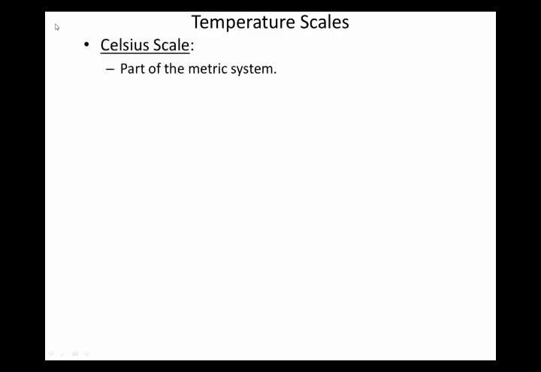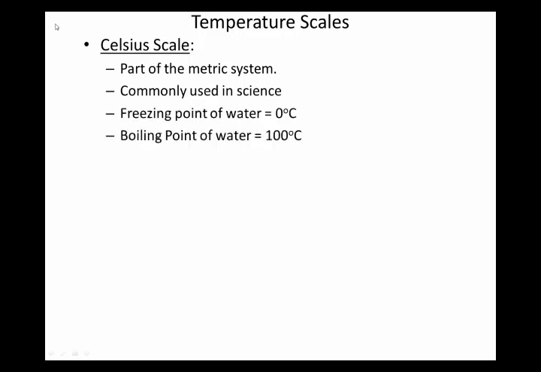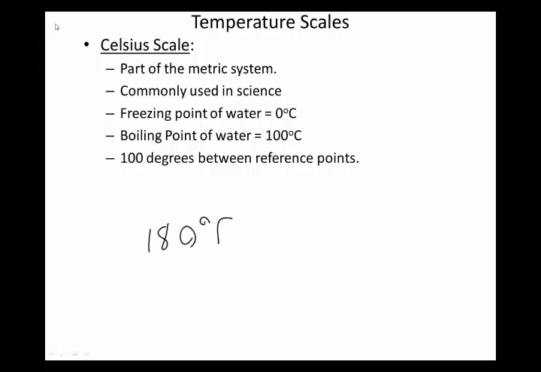Celsius is used by pretty much everyone else in the world and in most of science. It is based on the freezing and boiling point of water, and the freezing point is 0 and the boiling point is 100. So there are 100 degrees between those reference points. Now, remember I said Fahrenheit had 180 degrees between those 2 reference points.